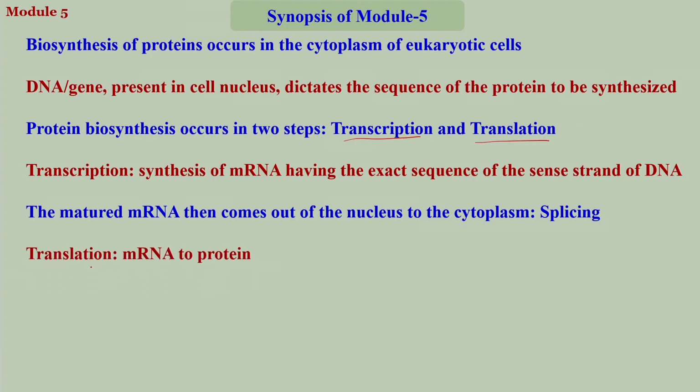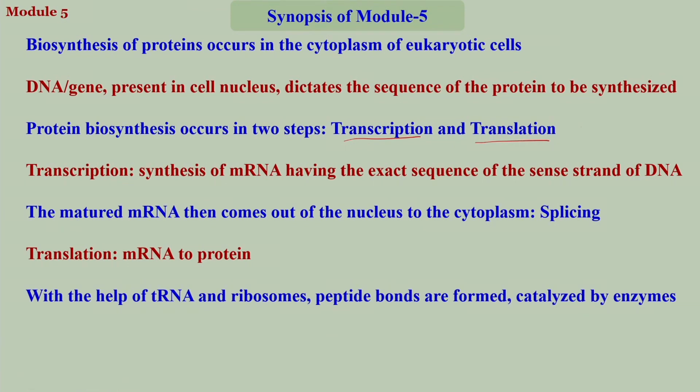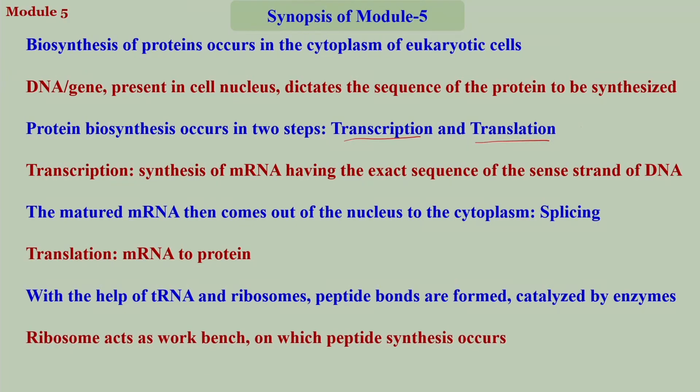The next step is translation, the conversion from the language of nucleic acids to the language of proteins, from mRNA to protein. How does it happen? We have seen that it occurs with the help of tRNA and ribosomes. New peptide bonds are formed. Of course, a couple of enzymes are involved. Ribosomes are very important for us. They act as a workbench which provides a platform on which peptide synthesis can take place.